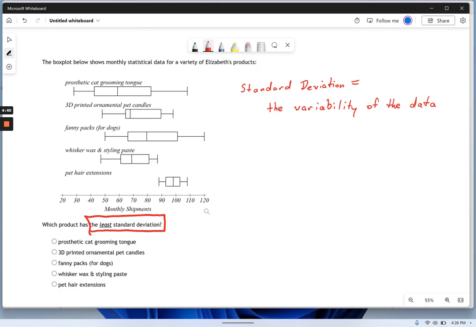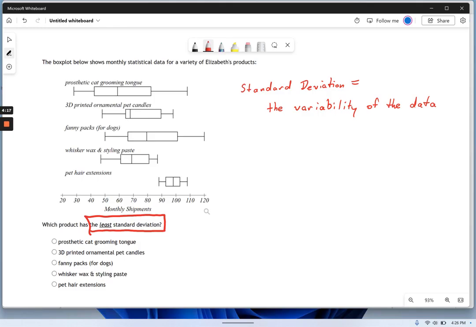So if you have some kind of a product, I'm going to use this prosthetic cat grooming tongue here as an example, where one of these months, it only sold 30 of them, but another month, it sold like 110. That's a pretty wide range. You don't know whether it's going to be 110 one month or 30 the next. So that's what we call something having a large or a wide standard deviation.